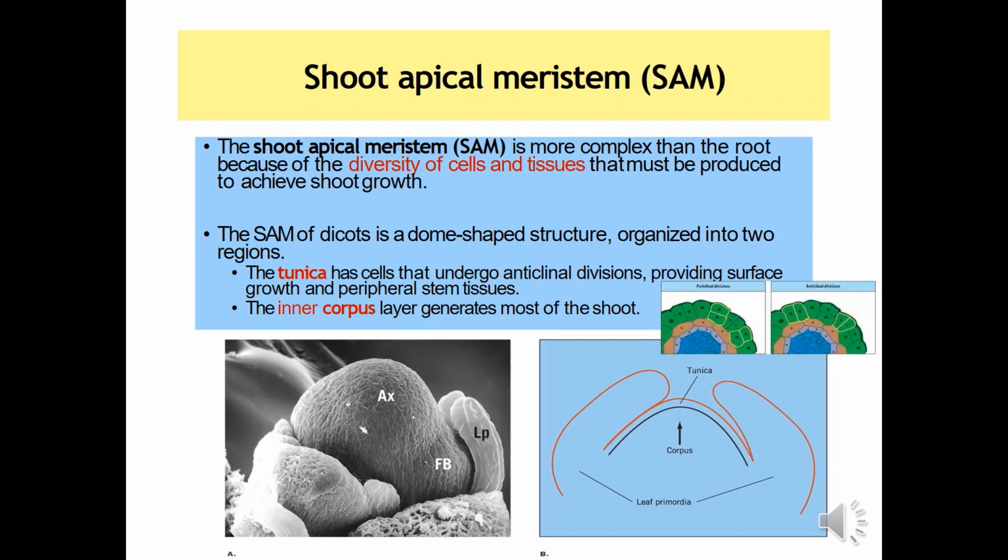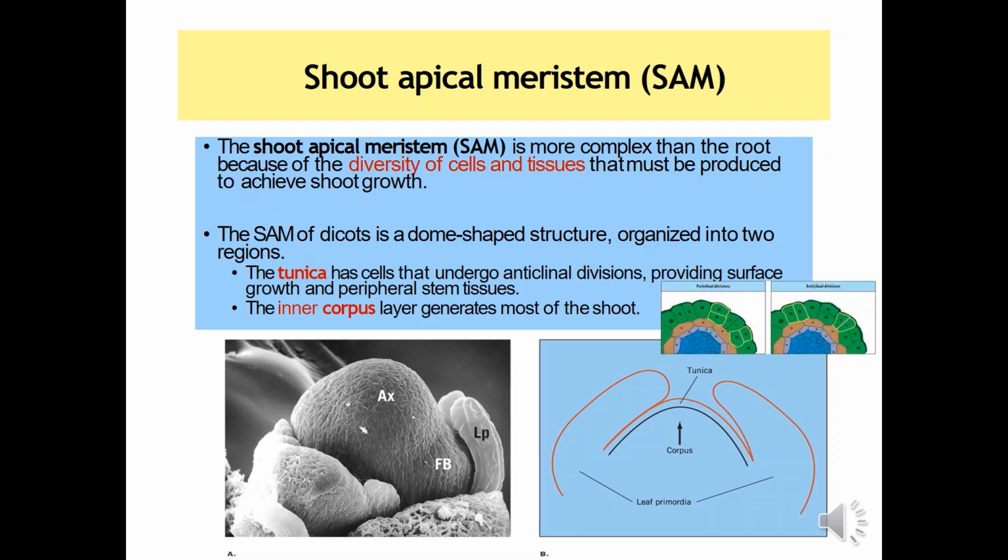For the tunica, these are cells that undergo anticlinal division. If you look at the illustration, I gave you a comparison between periclinal division and anticlinal division. You can see that in anticlinal division, one cell divides side by side. Okay, that is anticlinal. And the inner corpus, which is below the tunica, generates most of the shoot. And you can also see the leaf primordia.